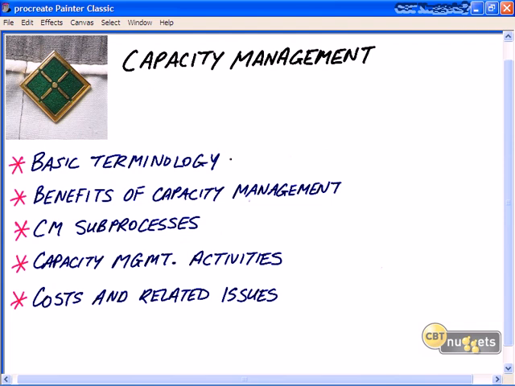In this ITIL version 3 Nugget movie on capacity management, we covered 5 key areas. First of all, we explored some basic terminology. Then, the benefits of capacity management, as well as the goals. We looked at the 3 main capacity management sub-processes: business capacity management, service capacity management, and resource capacity management. We also looked at the 9 capacity management activities, which include developing the plan, modeling, application sizing, monitoring, analysis, tuning, implementation, demand management, and of course populating the capacity database. And then finally, we looked at some cost of capacity management and related issues.